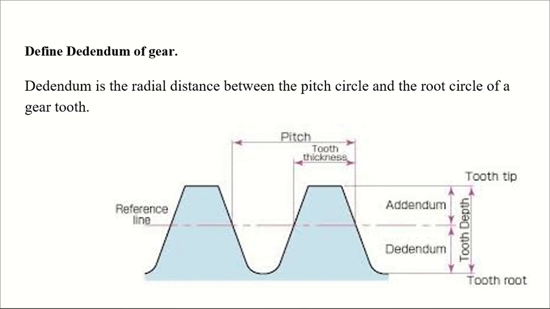Define dedendum of a gear. Dedendum is the radial distance between the pitch circle and the root circle of a gear tooth.